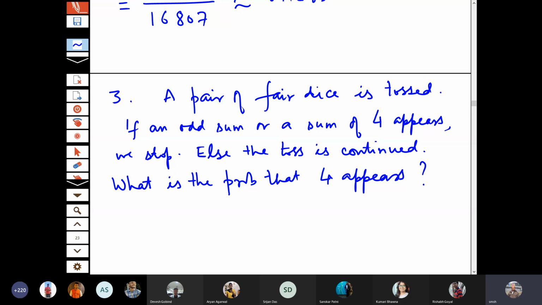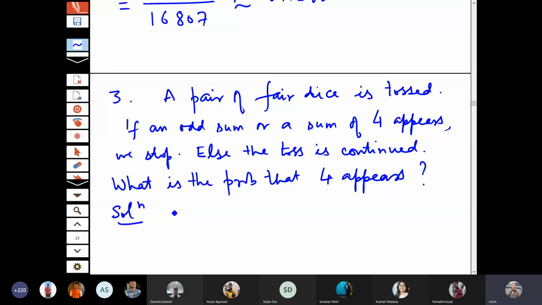The game is very simple: you have two fair dice and they are tossed. If the sum of the numbers is, say, 3, 5 and so on, then you will stop, or if the sum is 4, then also we stop, otherwise we continue tossing. So what is the probability that 4 appears? That means the game stops when a 4 appears. Let us write down the events here.